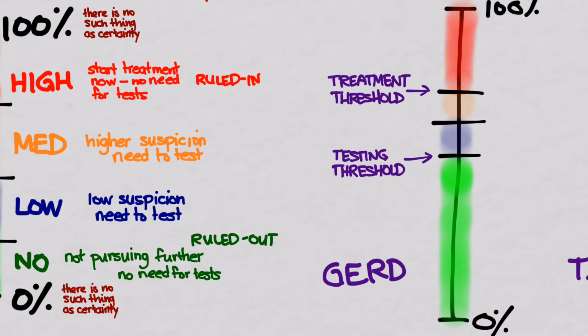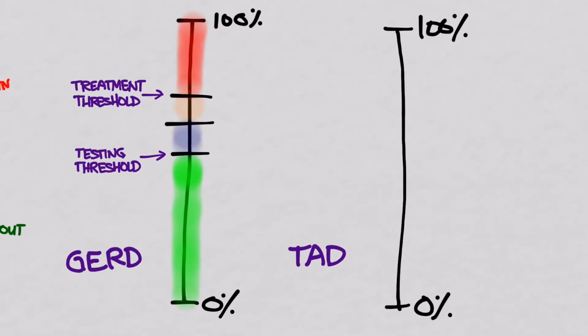So now let's look at a different example. Let's look at thoracic aortic dissections. Now this is a pretty terrible disease. If you miss it, the consequences are quite horrible because it's going to lead to death. The treatment for it also is a pretty big deal. It's having thoracic surgery, cutting open somebody's chest. So how would that affect your thresholds here?